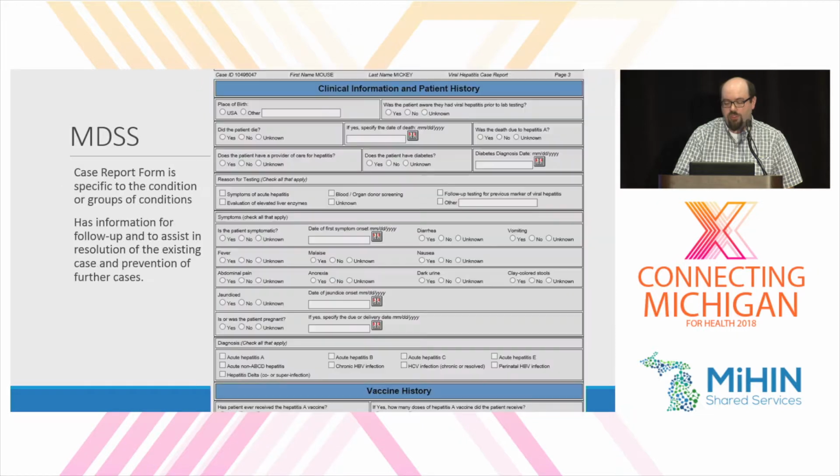The next portion is what we call the case report form. Now, this is the more detailed and disease-specific portion of the system, where a lot of the questions that you would be asking for a salmonella case, like a 5-day food history, isn't really relevant to, say, a case of the flu, because you didn't get the flu from eating bad beef.